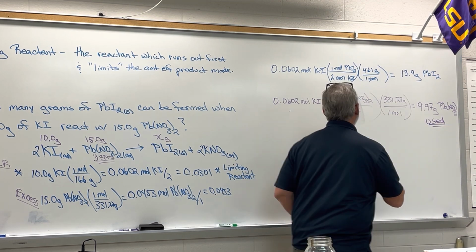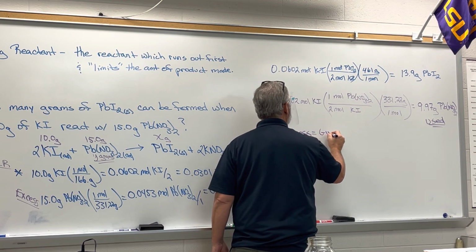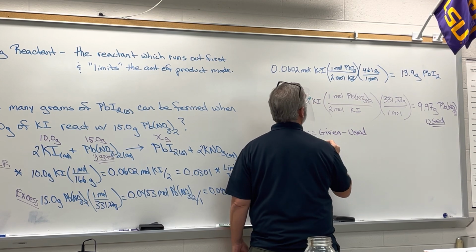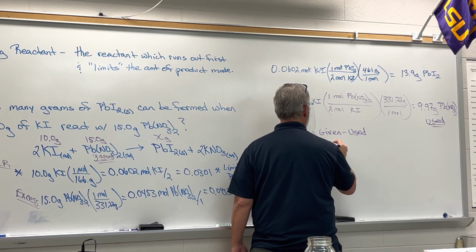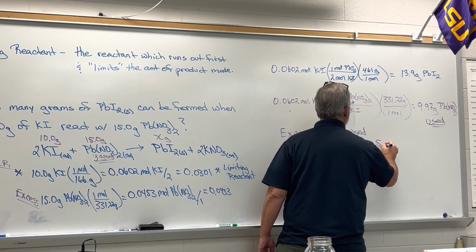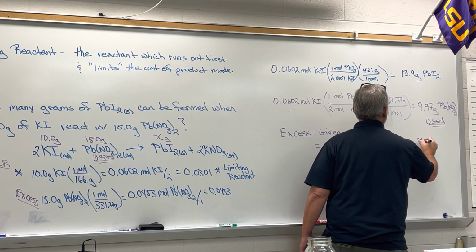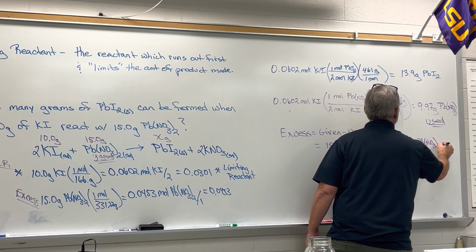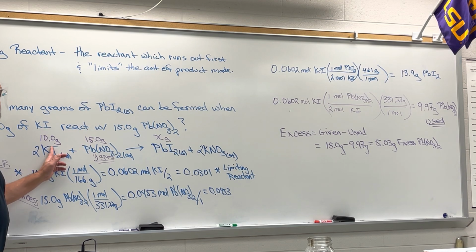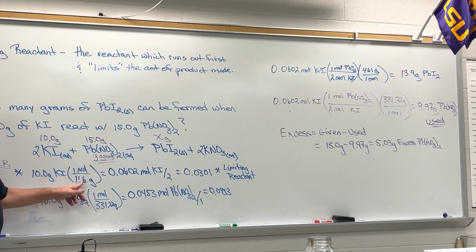Okay? So excess would be 15 minus that. It is always going to be the given minus the used, which is going to equal the 15 grams minus the 9.97 grams, which is going to equal 5.03 grams excess Pb(NO3)2. Which means that it really takes about 10 grams of each one, because the molar mass of the lead nitrate is just about double the molar mass of the KI.